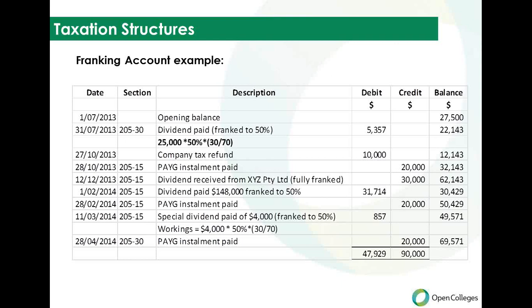Again, the nature of that, I can see there very simply a couple of little mistakes. The dividend paid should be 205.30, and the other dividend paid should also be 205.30. So just a couple of things there, and the PAYG instalment should be 205.15. So just to be aware of that. But ultimately, the section references are not so relevant in your assessment.